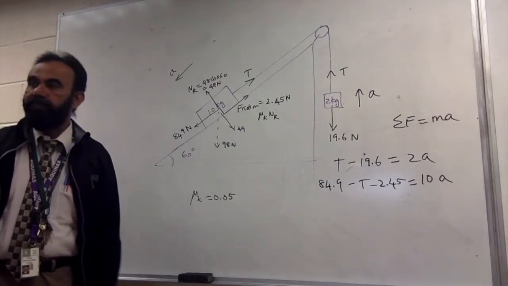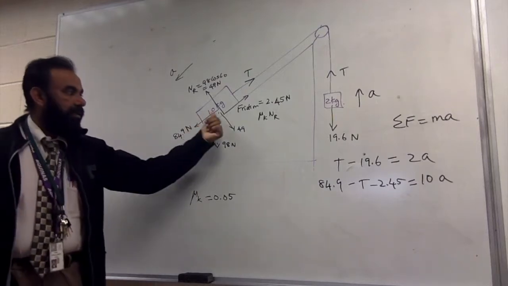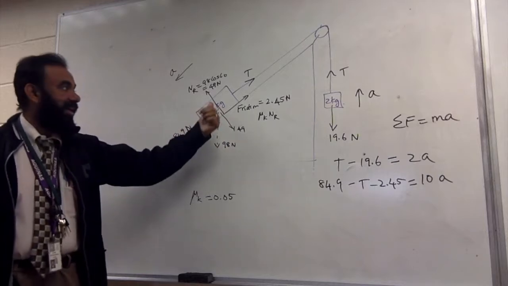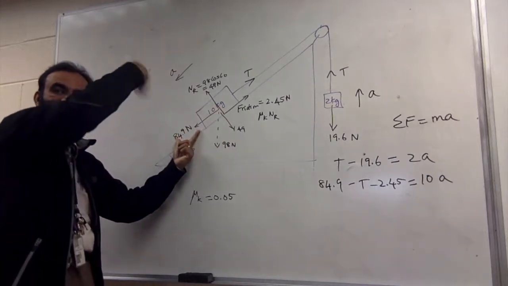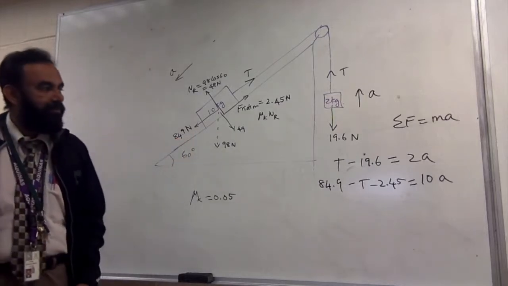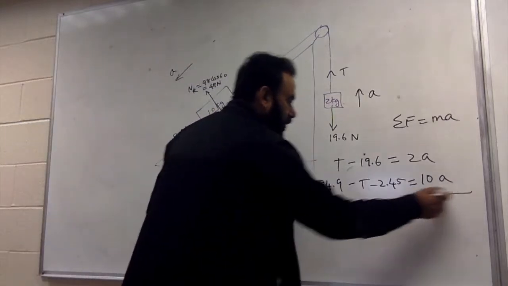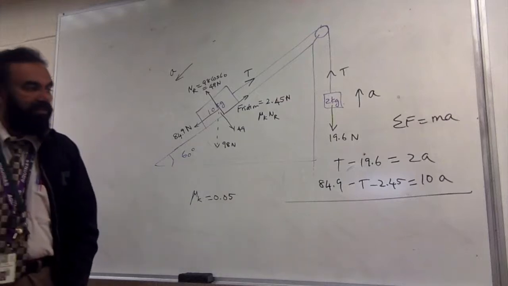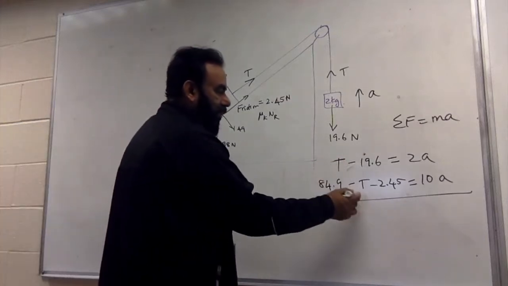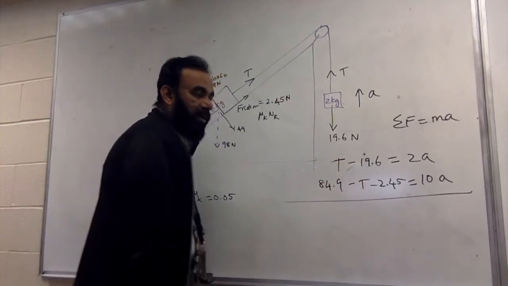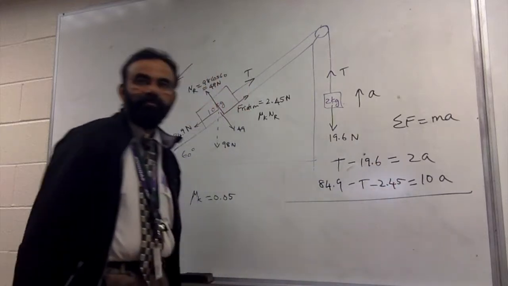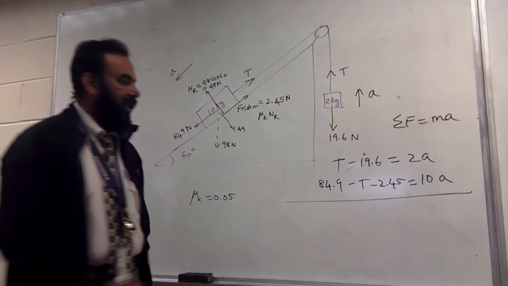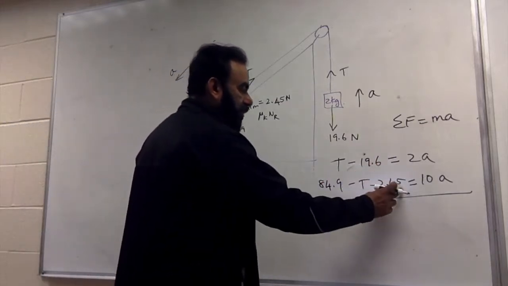So now we have the equation. All the forces that are trying to drag it downward because it's accelerating like this, minus all the others acting the other way, equal to MA. You can knock off tension straight away: tension plus T and minus T is gone. Now what is 84.9 minus this? 84.9 minus 19.6 minus 2.45.